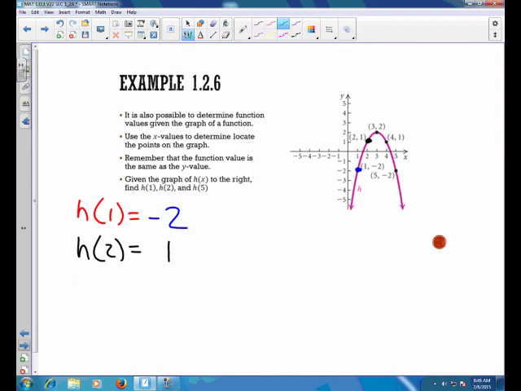And finally, h of 5, we're going to look at where x equals 5, and the function value is just negative 2. So the x value is given to you in the parentheses, and then you look to the graph to determine the y value.